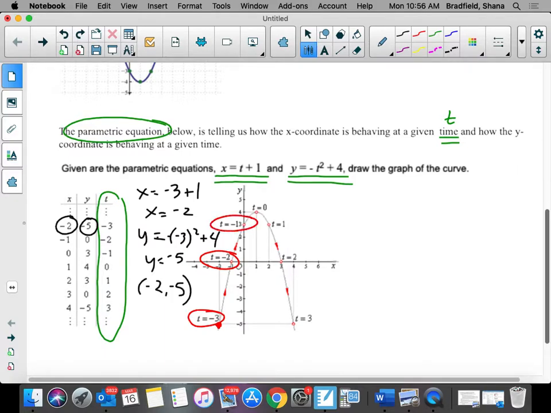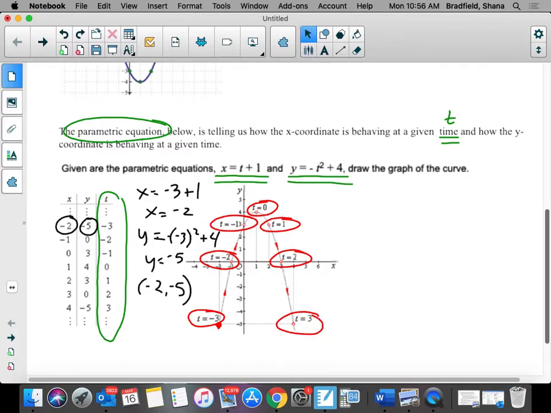When t is -1, we have a point at 0, 3. When t is 0, we have a point at 1, 4. When t is 1, we have a point at 2, 3. At t equals 2, we have a point at 3, 0. And then t equals 3 gives the point 4, -5. And so you can see we get that parabolic shape.